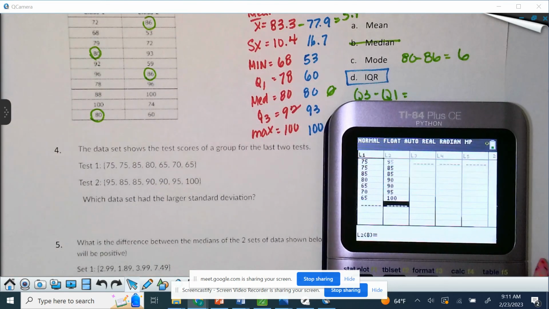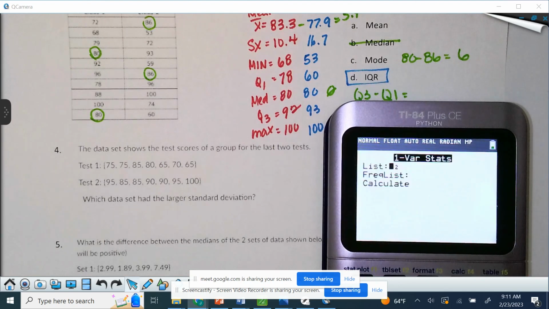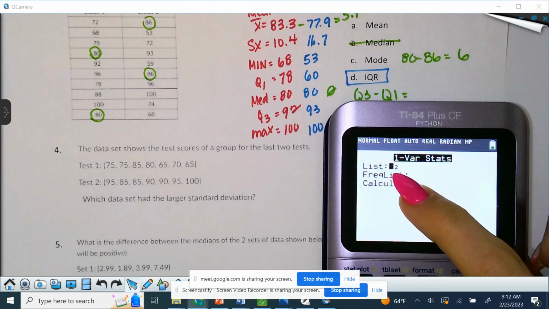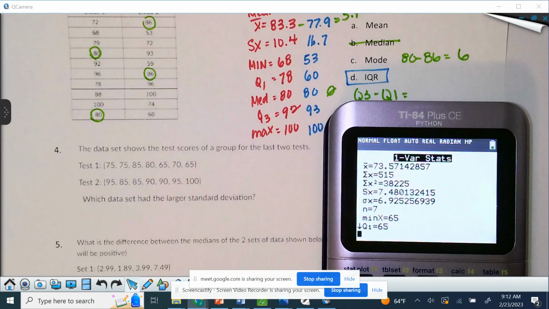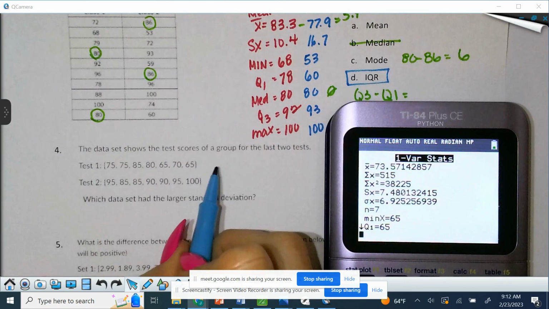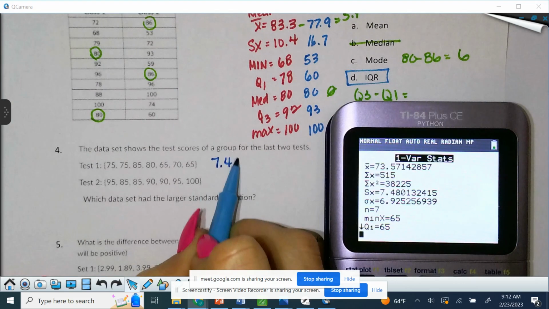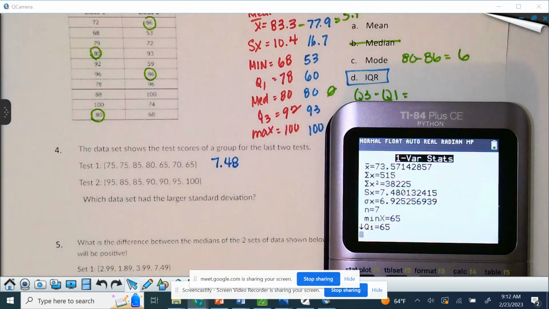So stat, calc, 1-Var Stats. If it's on L2, we'll go to L1 first. So again, second, number 1 at the bottom, we'll get you to your L1. Hit enter all the way through. For your standard deviation, we're going to use Sx. So for test 1, our standard deviation is 7.48, just in case, because standard deviation sometimes goes a little further than just your first decimal place as far as comparing.